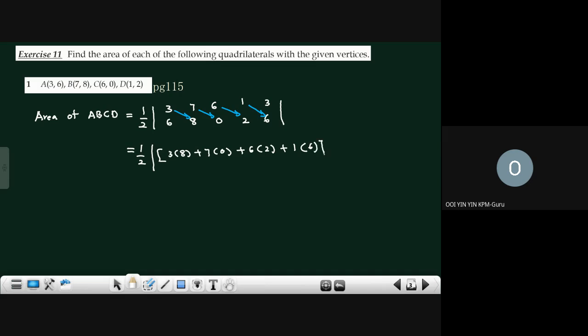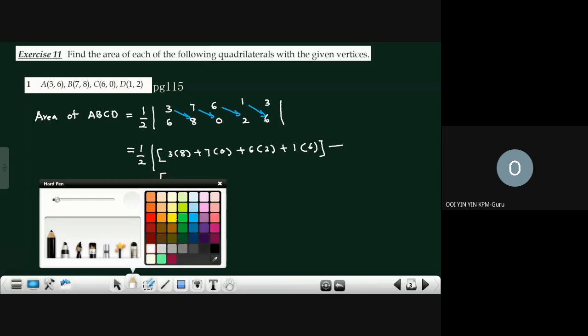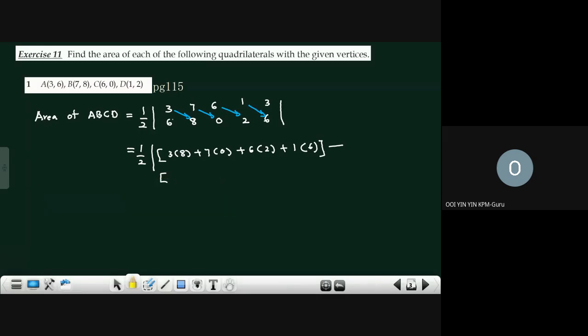Okay, done. Then minus, don't forget minus. Okay, I write it down here. Minus what? Okay, minus from now, down to up. Down to up, down up, down up, down up here.